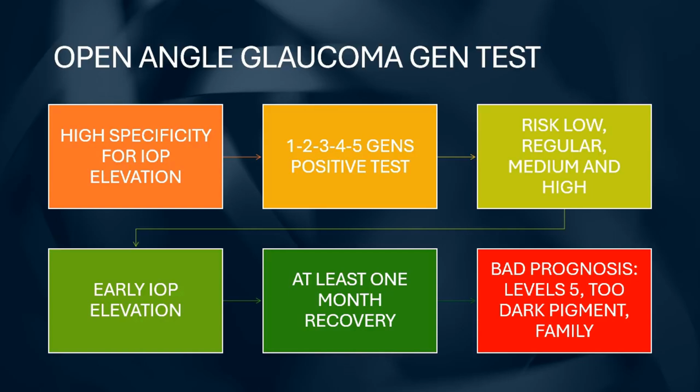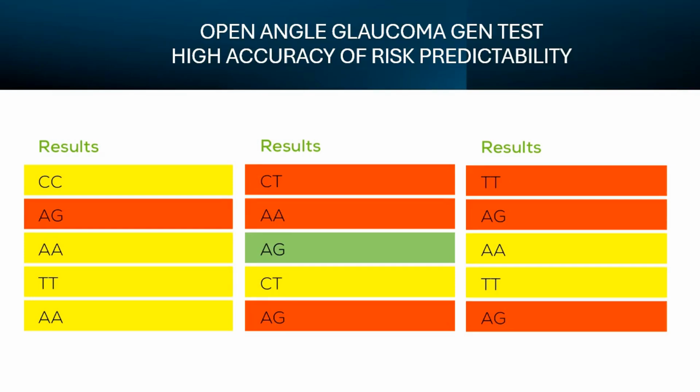And these are the patients with a poor prognosis from the outset, with grade 5 pigmentation, very dark and dense pigment, and a family history. Here we can see 3 real examples from our own patients. On the left, a case where only one glaucoma gene shows a high risk, and the 2 on the right, where several genes, 3 in total, show high risk.